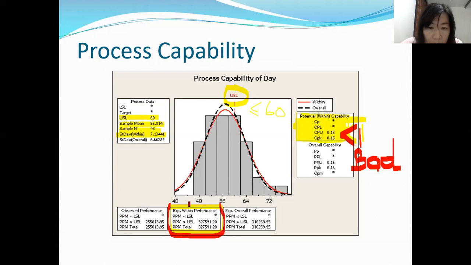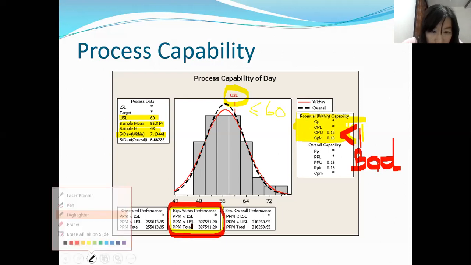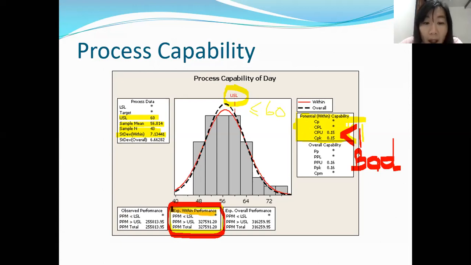Yeah, we use the within, and then Minitab already helps us calculate the DPMO. So guys, this is the DPMO. From here we can see that the DPMO is 327,591. And then you can put this DPMO into the sigma calculator in order to know what sigma index this process has.